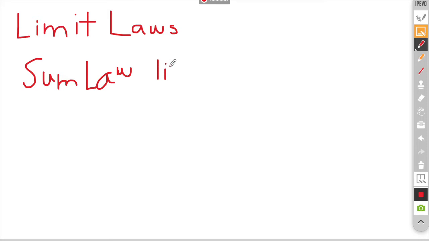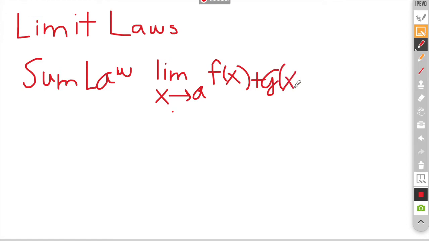So let's say we have two different functions, f of x and g of x, and let's say we're given a situation where we have f of x plus g of x, right?